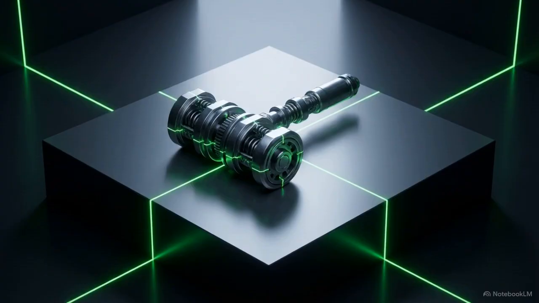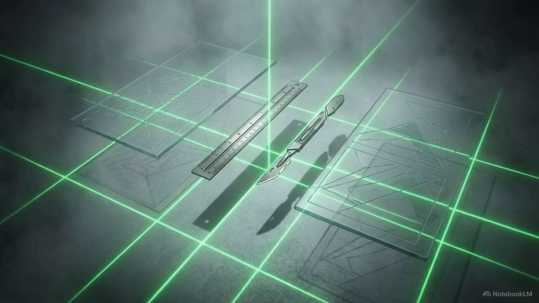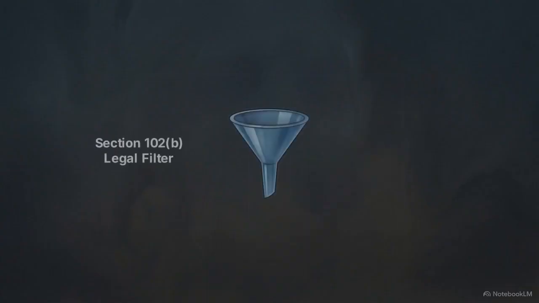Phase 1 is the extrinsic test. Here, the court steps in to perform an objective analytic dissection of the two works, looking strictly for concrete similarities in how they are constructed. In this visualization, you can see how the court applies a legal filter required by Section 102(b) of the Copyright Act. Section 102(b) is a rule stating that copyright cannot protect broad ideas or concepts.